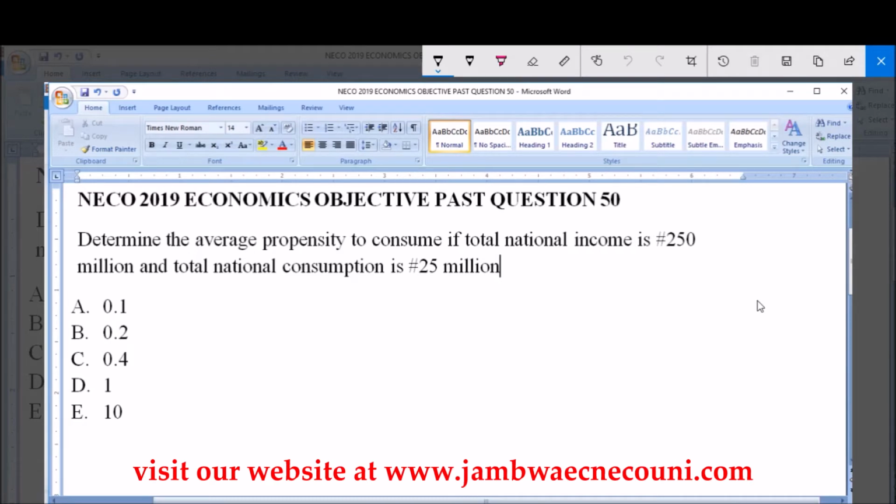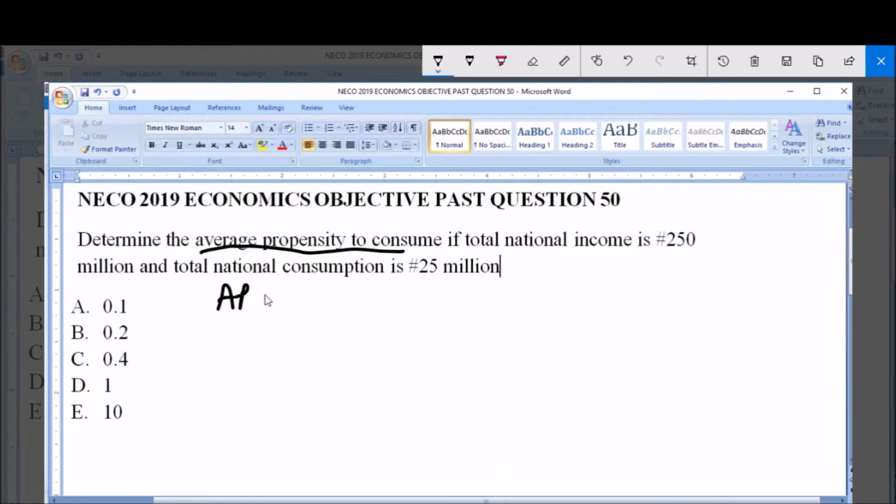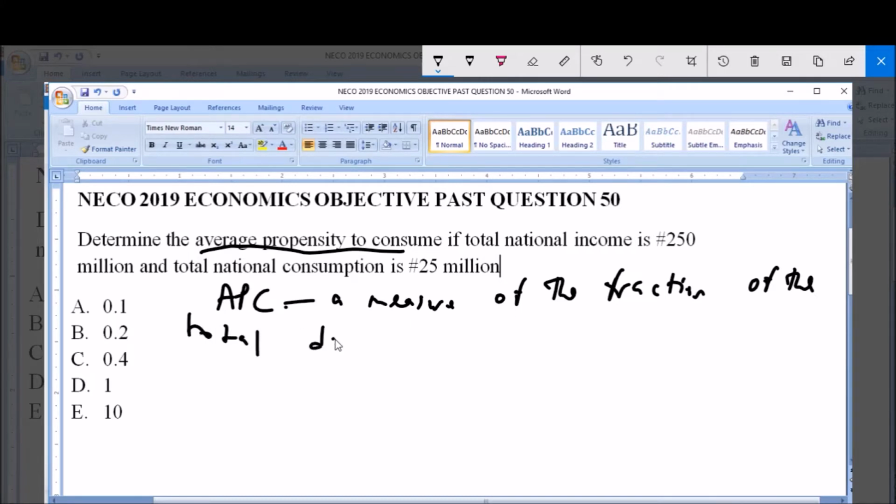So what we are looking to calculate is the average propensity to consume, represented by APC. So the average propensity to consume is a measure of the fraction of the total disposable income consumed. Now, how is it calculated?